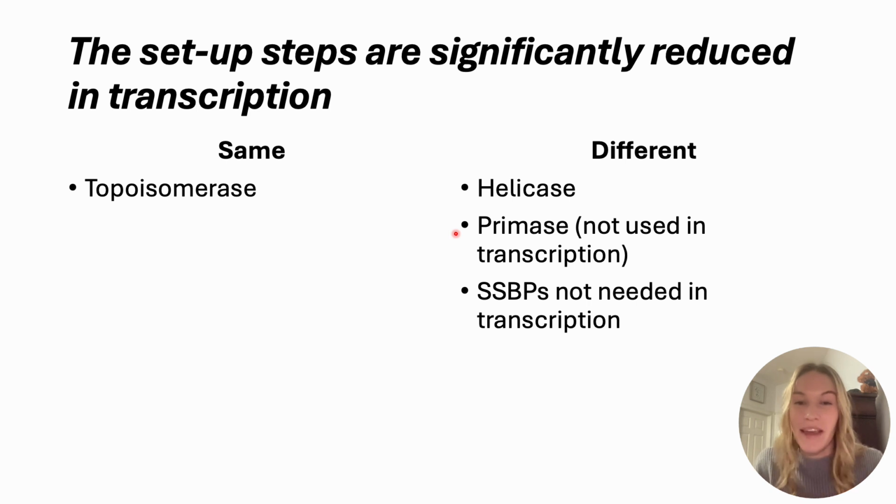So we are already making RNA, so we don't need to have a primer to make more RNA. You don't need a primase. There's also no single-stranded binding proteins that are needed for transcription. So these are just a couple of the surface level things. Let's see more in depth.